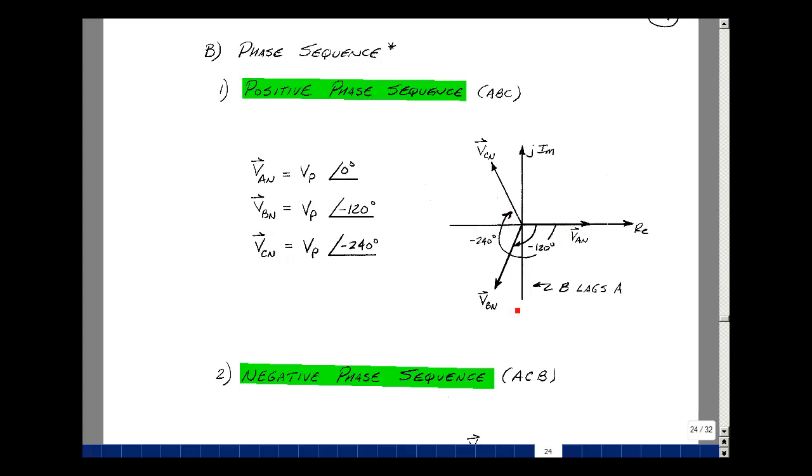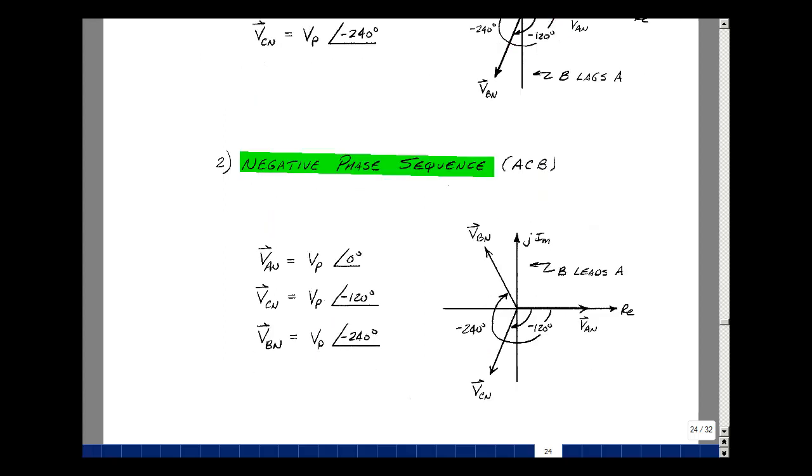Now if you take the vector sum of these three, you'll get 0. Let me just show you how. I'm going to translate this vector over here. So the vector sum of these two would equal this. And that's going to be the same length but the opposite direction of V sub BN. In this positive phase sequence, B is lagging A. The positive phase sequence is sometimes called ABC.